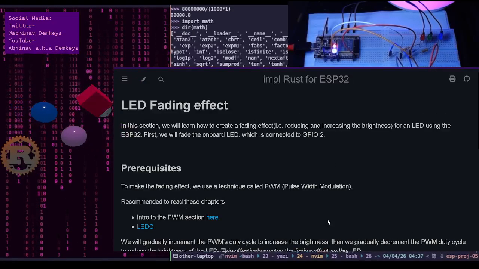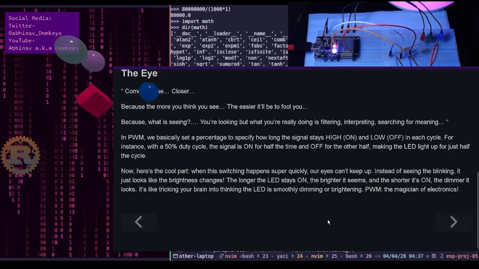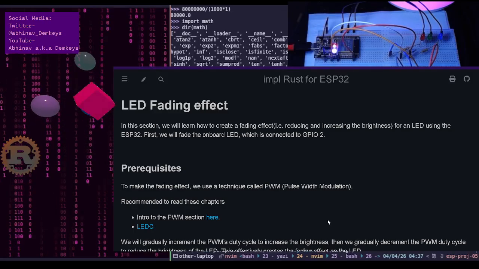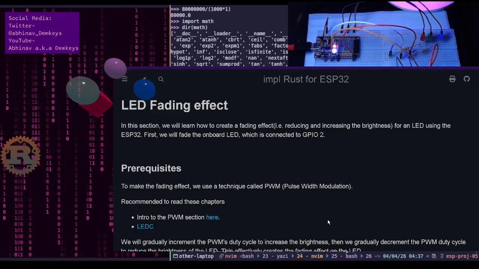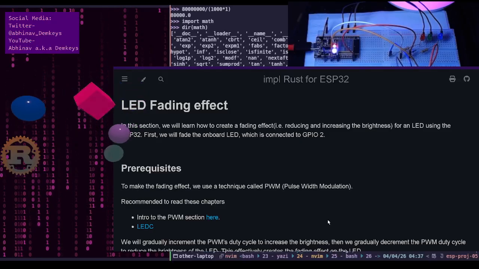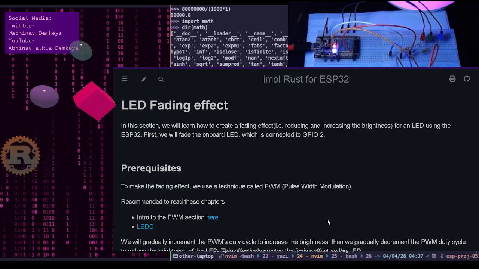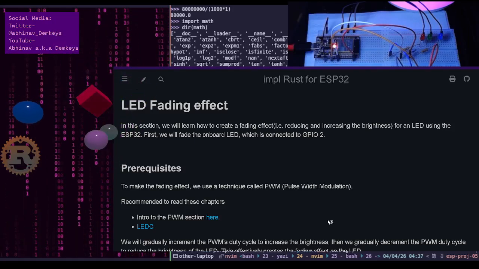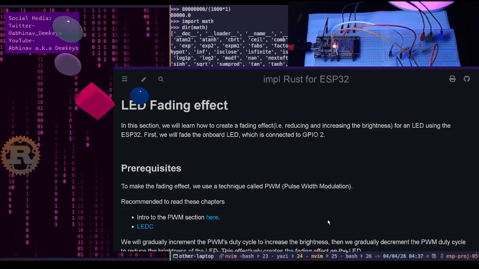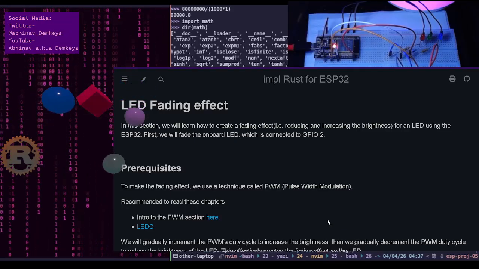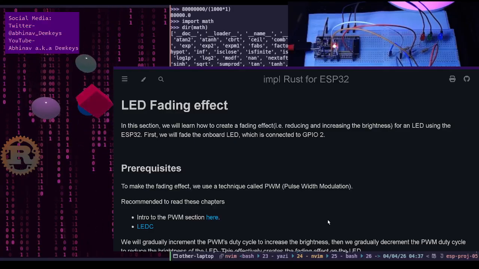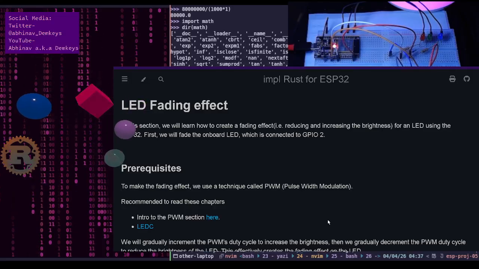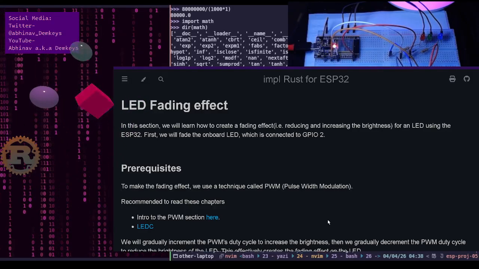All right. Now we are moving on to exciting things. So, LED fading effect. In this section, we will learn how to create a fading effect. I feel like I should understand the full calculation before I try to get into this, at least for LEDC, because I feel like I might be confused later on as to why certain values are being used. Though it is also very much possible that the API abstracts all that away.